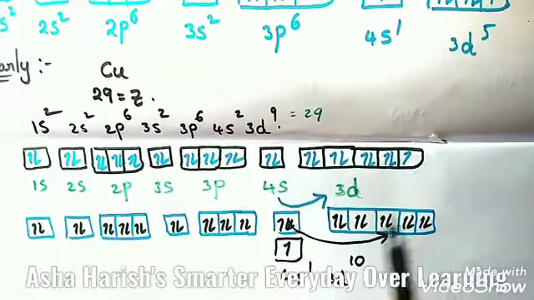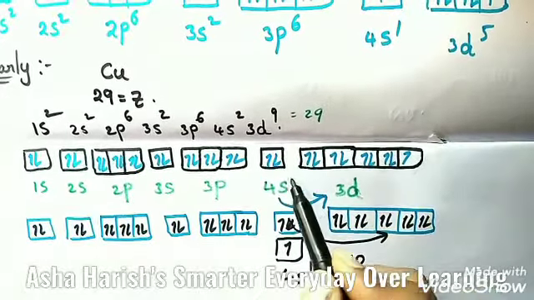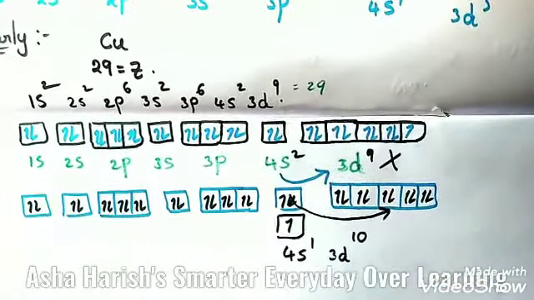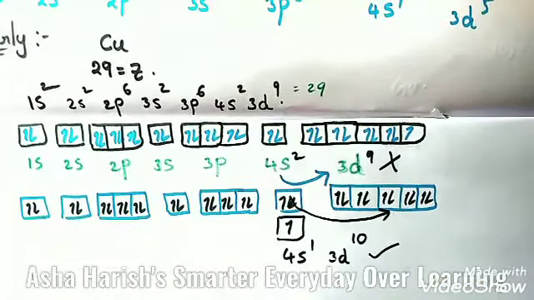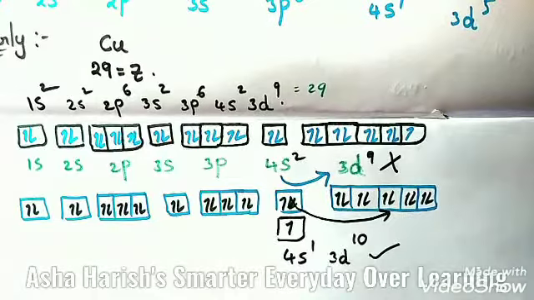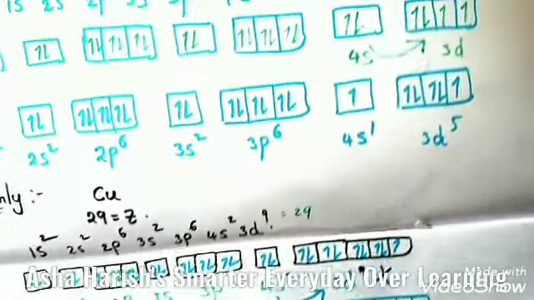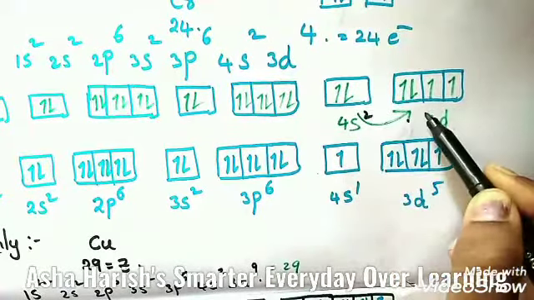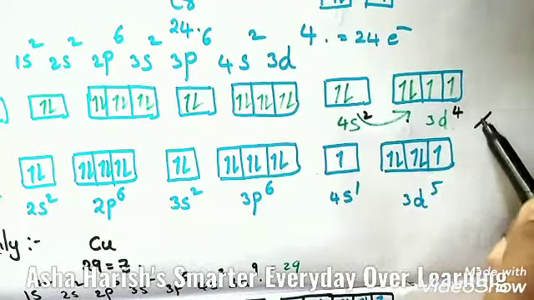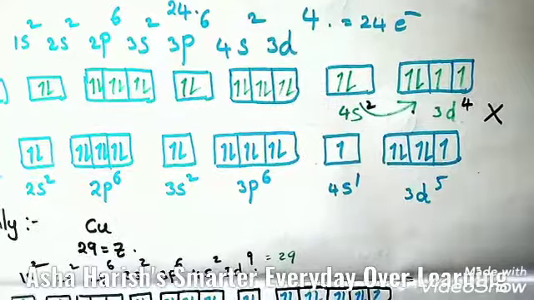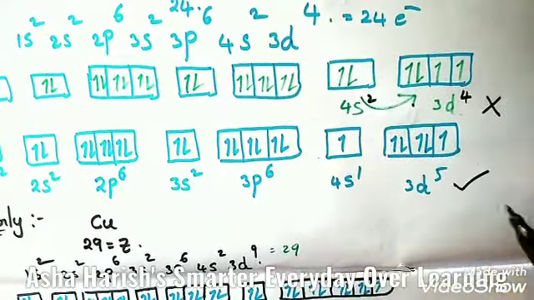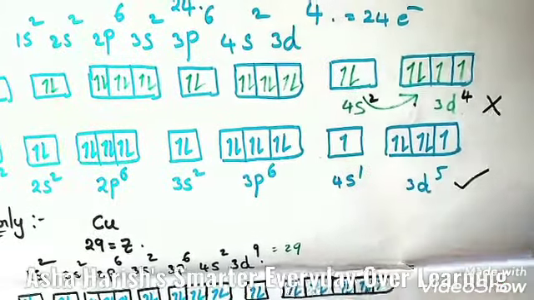So for copper, you should not write like this, 4s2 and 3d9. This is the wrong one, and you should write the last one, 4s1 3d10. If you write like this, it will be correct. And if you see chromium, for this also 4s2 and 3d4, you should not write like this. If you write 4s1 3d5, this is the electronic configuration in the correct way.